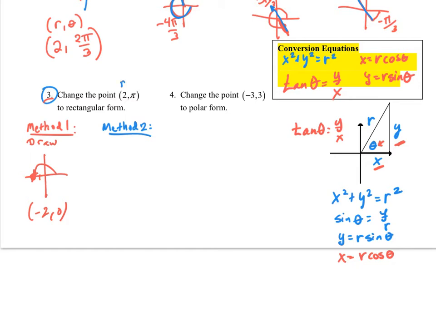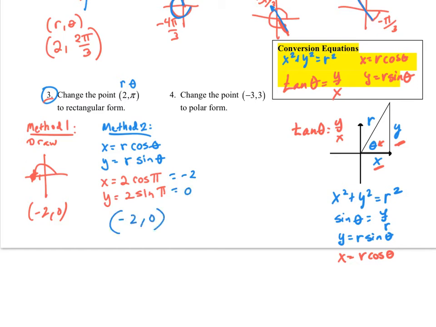Method 2 would be to say that this is r and this is theta. So the x coordinate is going to be r cosine of theta, and y is equal to r sine of theta. So if I plug these in, I get x equals 2 cosine theta, y equals 2 sine of theta, so this is just going to be -2, and this is going to be my 0, so I get the same exact thing. So those are two ways to do that.